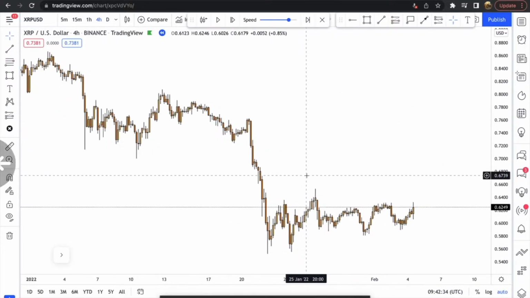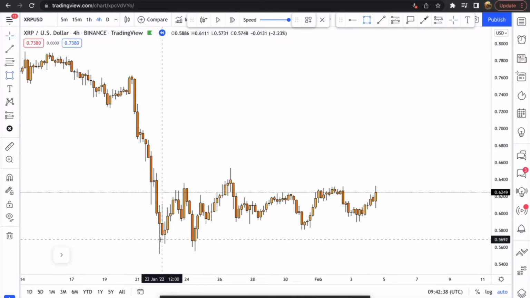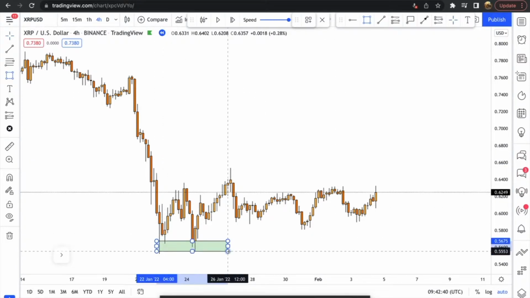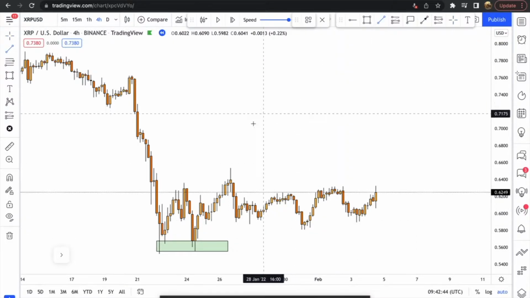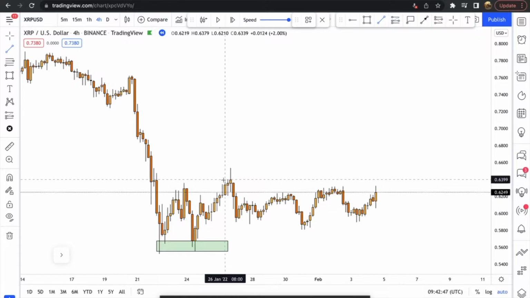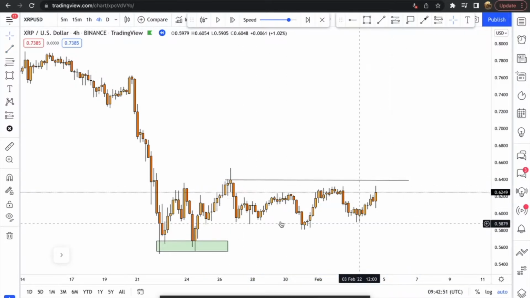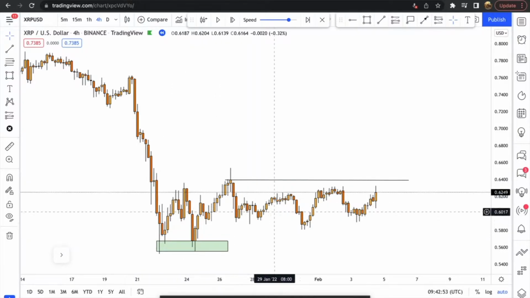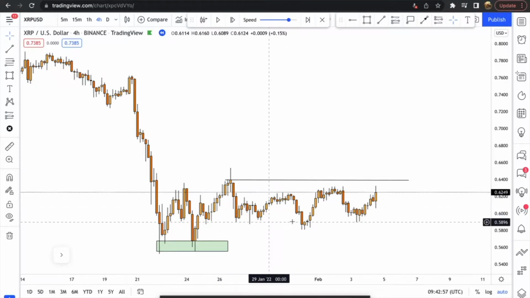So what we can see here, we've got this little double bottom. So I'll just mark this out. A double bottom is a good reversal pattern. And then I'll mark the top of this area, because this is our highest point base. We've basically just been ranging here, especially in this little bit. So we've double bottomed and then we've just been consolidating.